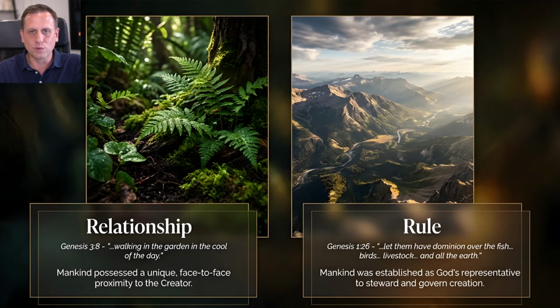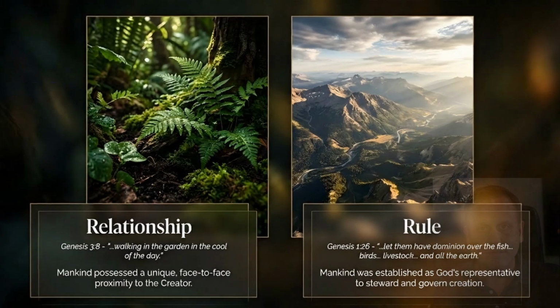Then, second, rule. In Genesis 1:26, God says, "Let us make man in our image and let them have dominion over the fish of the sea and over the birds of the heavens and over the livestock and over all the earth." Notice that humans are installed as representatives, God's image bearers placed on earth to steward, cultivate, and rule over creation under his divine authority. Relationship and role, that is the calling that is given to humanity in their original state.